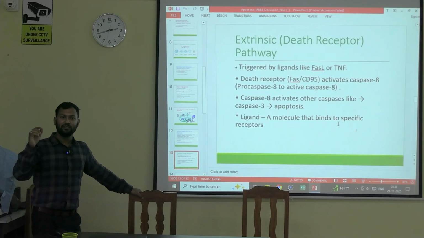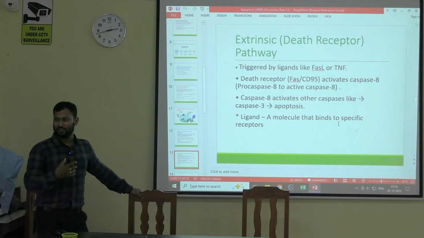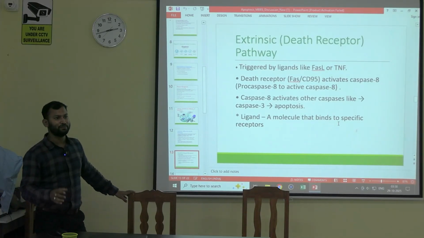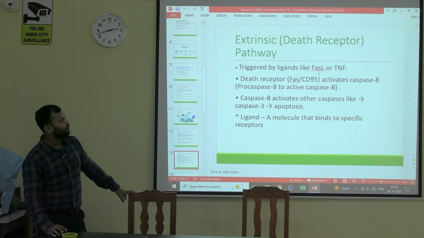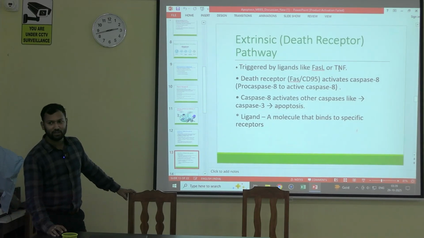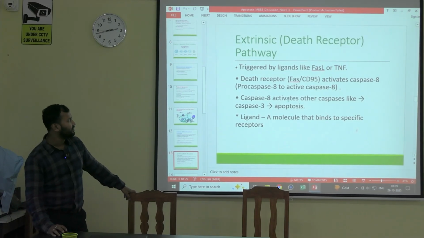One ligand will bind to the specific receptor only. So that's why it is called a ligand. This is the molecule that will bind to a specific receptor. So ligands are like FasL or TNF. There are many more ligands, so these are just examples.